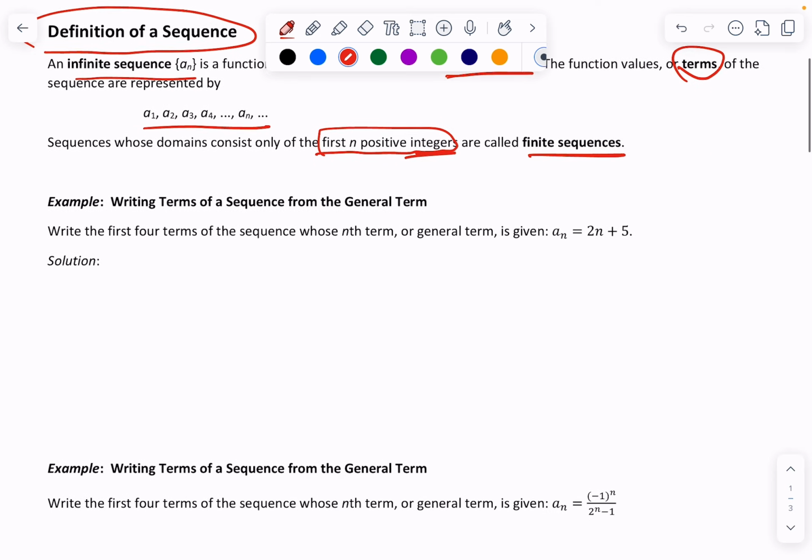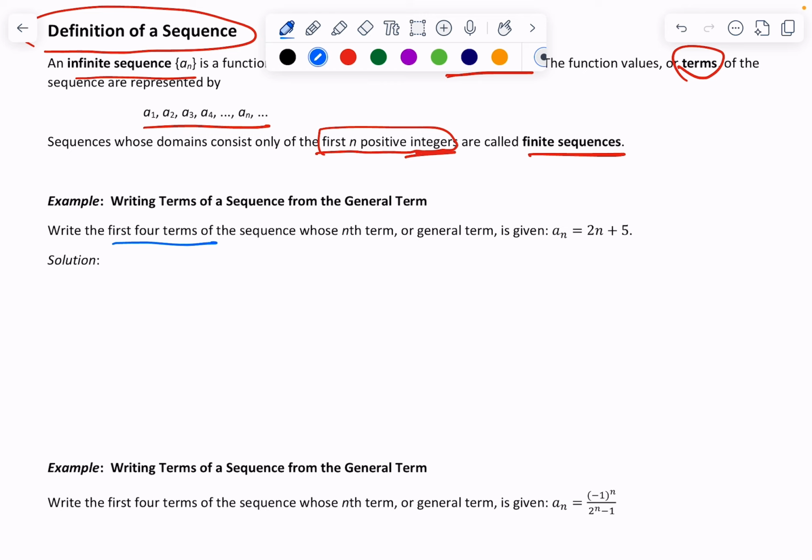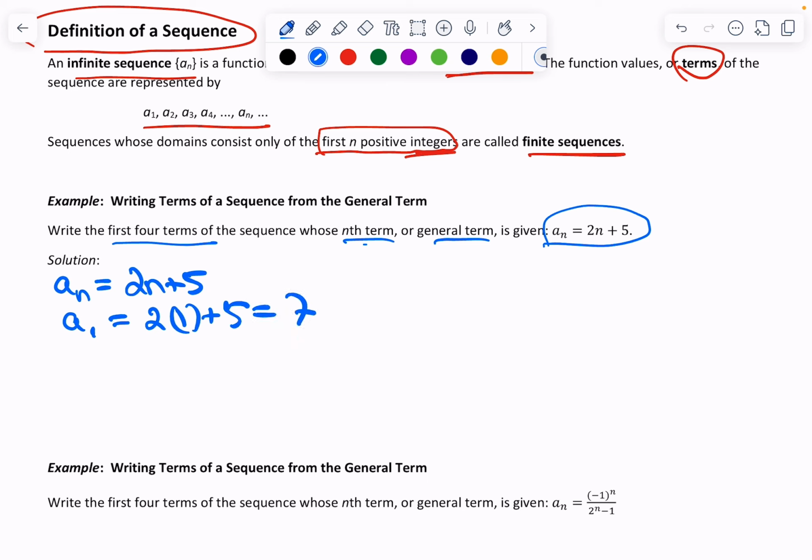So let's look at an example, writing terms of a sequence from a general term. We need to write the first four terms of the sequence whose nth term or general term is given: a sub n equals 2n plus 5. So this is our general term or nth term. For the first term, instead of the n, we're going to write 1. So that means this is going to be 2 times 1 plus 5, which is 7.